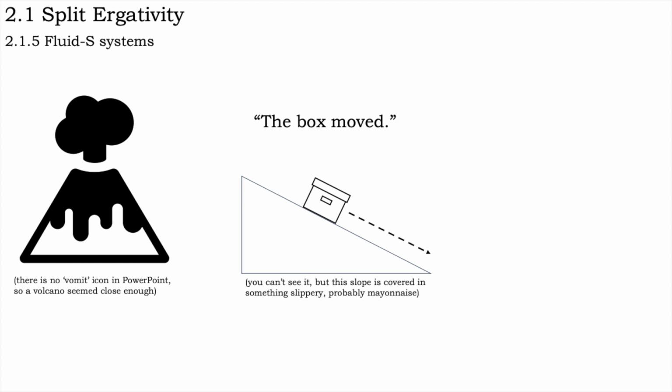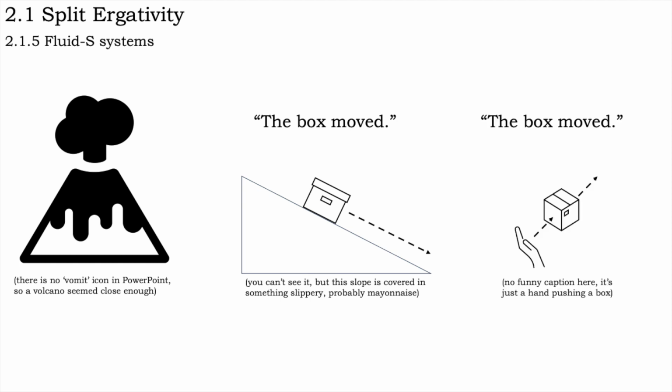Fluid S systems. Split S systems are certainly an improvement on having one unitary S class which is not distinguished for agentivity, but they still have a problem. The verb itself may not be sufficient to predict the agentivity of the S argument. As earlier, the example of vomit was given as a word whose agentivity is dependent on culture, but there are less contrived examples too. For instance, a sentence like, "the box moved," could either be agentive, maybe it's slipping down a slope, or patientive, maybe I'm pushing it.